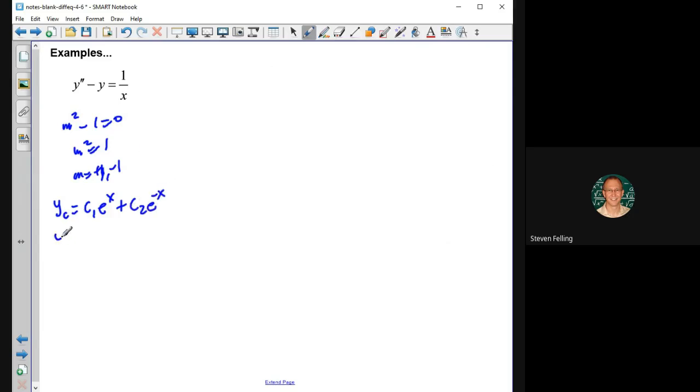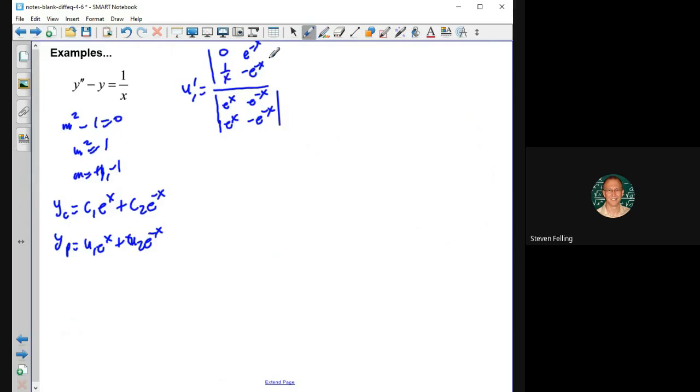Which means my postulated solution will be a function times e to the x plus a function times e to the negative x. All right, so for u1 prime, the Wronskian has e to the x and e to the negative x, so it's e to the x for the derivative and negative e to the negative x. On the top this column doesn't change, but this one gets replaced with 0 and 1 over x. So we've got negative e to the x plus negative x is 0, so that's just 1, minus e to the 0. So this is going to be negative 1, so it's negative 2 on the bottom.